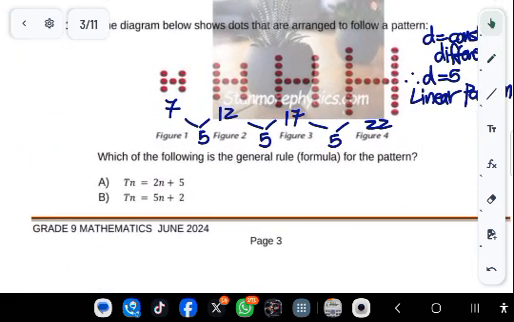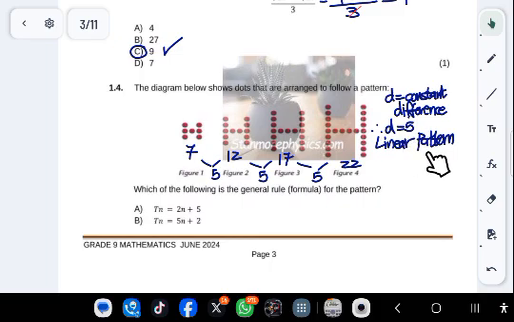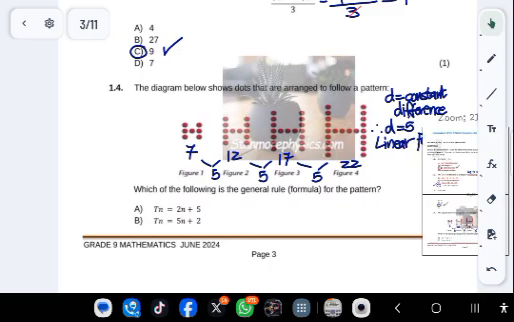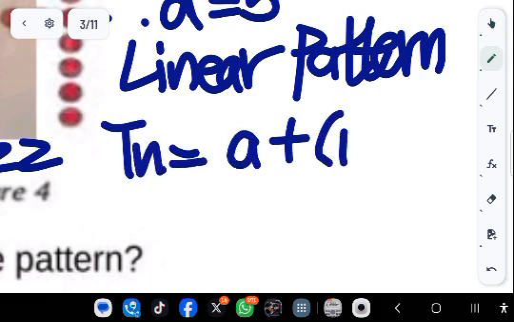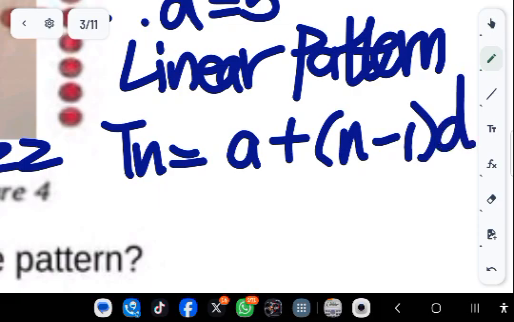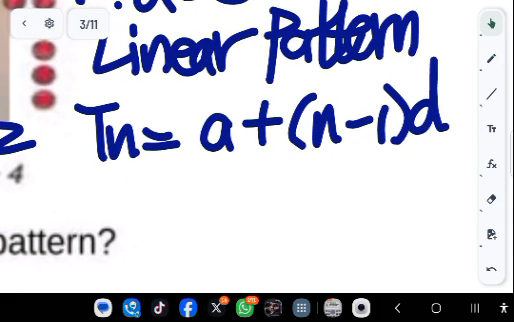Which of the following is the general term? We know that it is a linear pattern. How do we find the general term? The general term formula for a linear pattern is simply A plus in bracket n minus 1 times D. If your teacher did not give this to you, I'm giving it to you now. That's the secret. That's what you're going to be using until you get to grade 12 and beyond. So rather, learn to use it now. It will make your life so much easier.